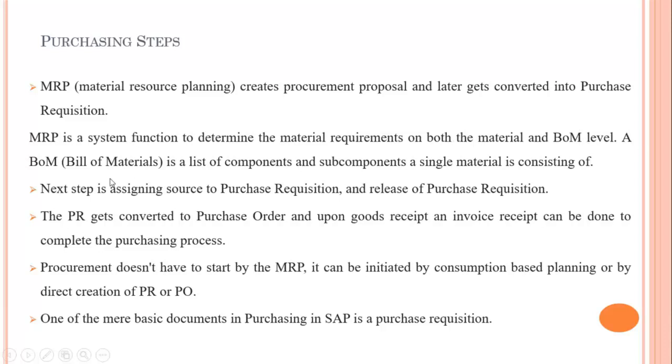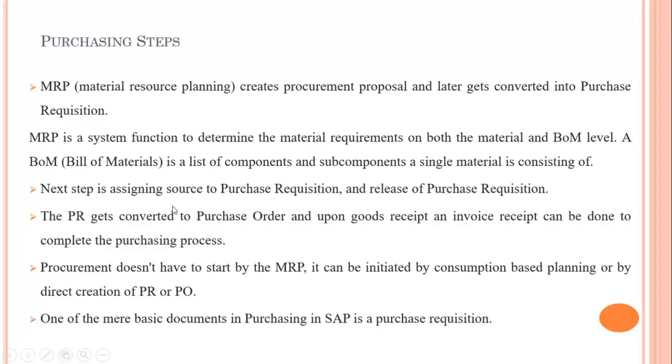A BOM, that is bill of materials, is a list of components and subcomponents a single material consists of. That means the materials that are to be used for the production of a product are calculated in terms of BOM, that is bill of materials. The materials that are to be used in the product, the cost of that material.